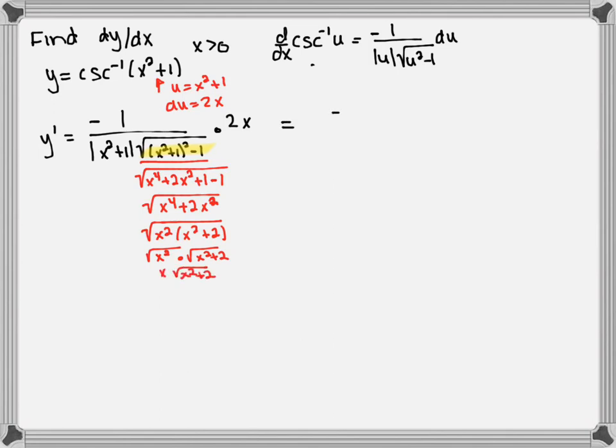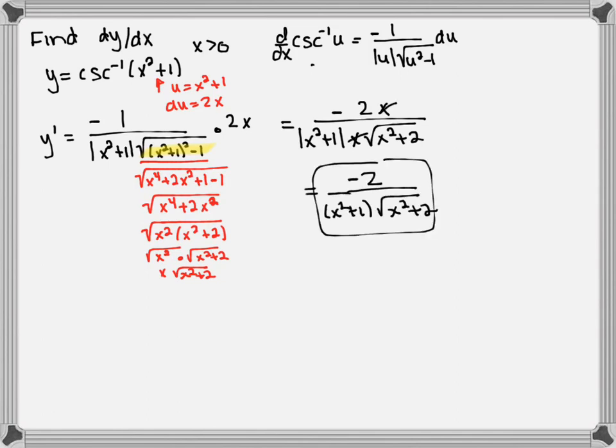So I'm going to go ahead and rewrite the problem. So I have negative 2x, absolute value of x squared plus 1, x square root of x squared plus 2. So my x's cancel. And I'm left with my answer.